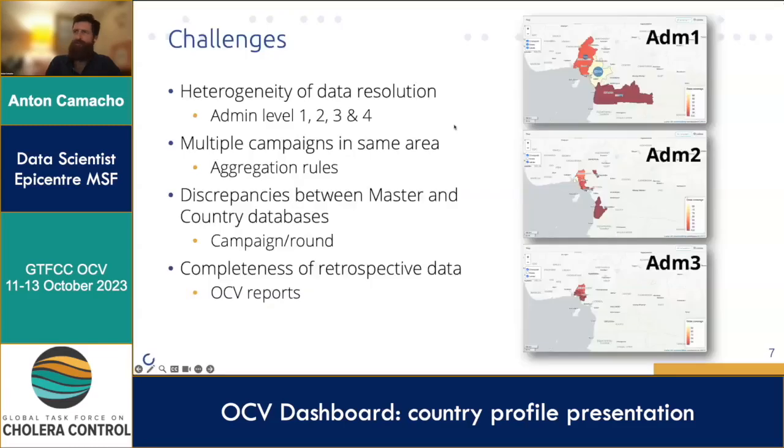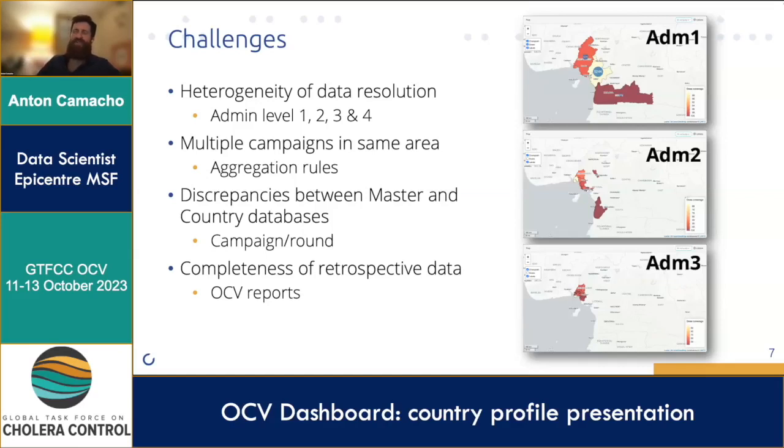So right now, what are the challenges with those country profiles? Well, the first one I mentioned is that there are some heterogeneities in terms of data resolution. In different campaigns, the data are not provided with the same resolution. Usually we have data down to admin level two, but less often level three or level four. And that poses some challenges of visualization, making sure that people understand that some data is only partially available and not to confuse the user.